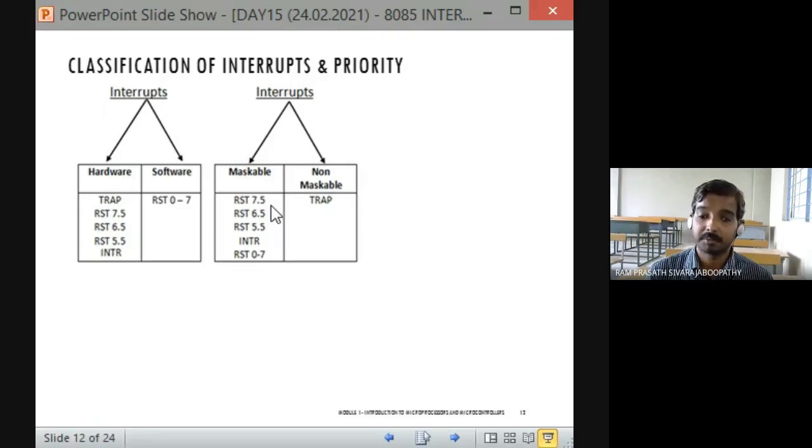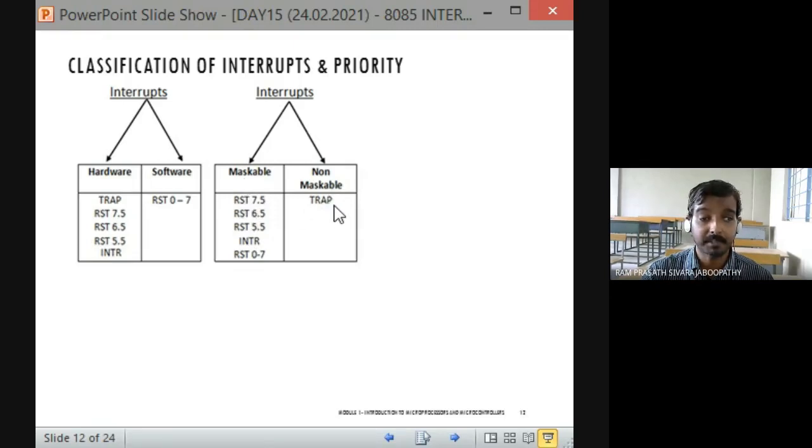Correct? And the interrupt, what can we do? We can make it wait for some time, without being serviced, so that you can continue some important task running in the CPU. Fine? It can be masked.